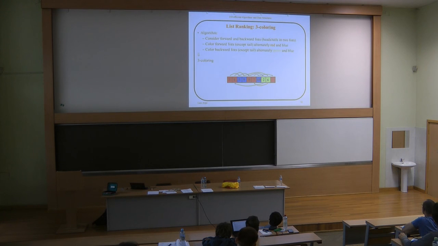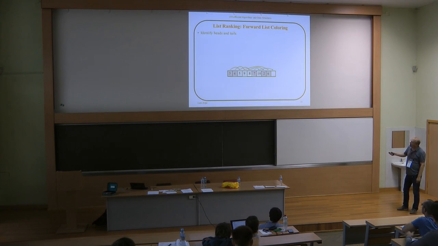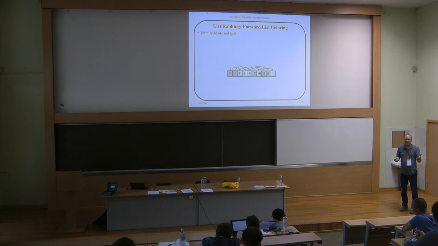So now I only need to show you how to color a list. And I'm only going to show you how to color the forward list. The backward list we can color the same way. This is the last slide. All right, how am I going to color these? First, I'm going to figure out which ones are the heads or the tails, the marked ones here. How do I find out if I'm a head or a tail? Sort merge, right? I need to figure out some information about my predecessor and my successor. I can do that with that primitive we did before.